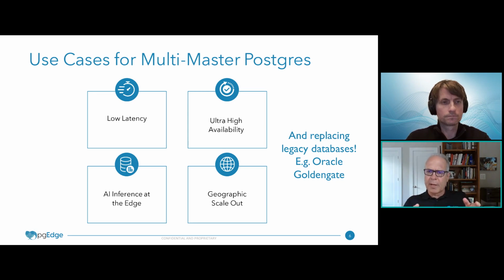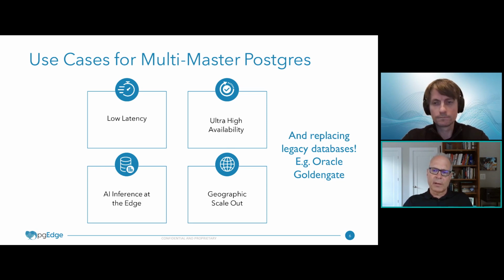You can use multi-master Postgres to achieve a geographic scale out if you're hitting the wall with your current Postgres system. And then obviously of interest these days are AI applications. Virtually every company is either working on AI applications or working to put AI into existing applications. And distributed Postgres, along with some Postgres extensions like pgVector, is a fantastic solution for pushing AI inference out toward the edge where the users are.